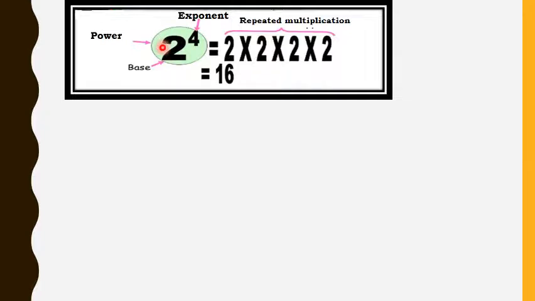In all, it's in the form of power. The repeated number here is called the base, while the number written above is the exponent. What do we mean by 2 power 4? It's 2 multiplied by itself 4 times, so it's 2 times 2 times 2 times 2. How to calculate it? 2 times 2, 4. 4 times 2, 8. 8 times 2, 16. So 2 to the power 4 is 16.